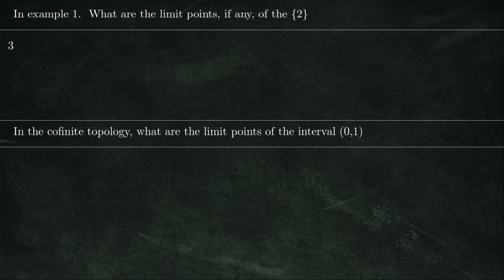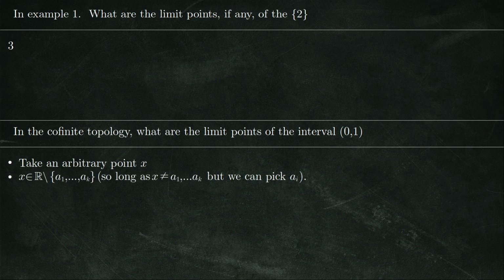All right, have a go on your own, then come back to the video. Okay, so let's take an arbitrary point, x. All the open sets containing x are of the form R complement a_1 to a_k. So again, as long as we pick a_1 to a_k such that none of them are equal to x, x is in this set, and this is the general form of an open set. So every open set containing x is going to look like this.